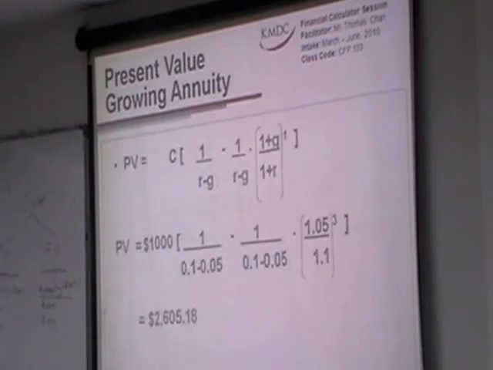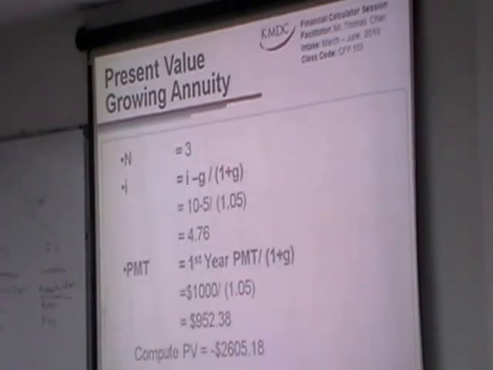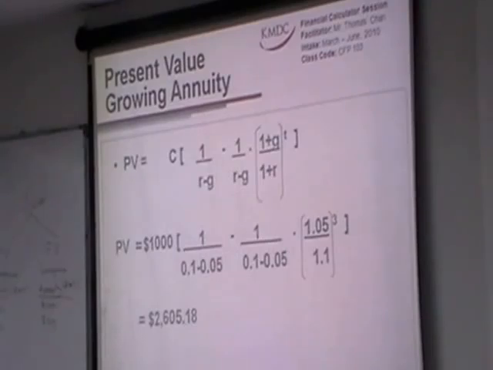Now, in your financial calculator, I wouldn't want to confuse you with this one. Now, in your financial calculator, how are you going to do this? Listen very carefully. This is what we call present value of growing annuity. It is different from normal present value annuity.